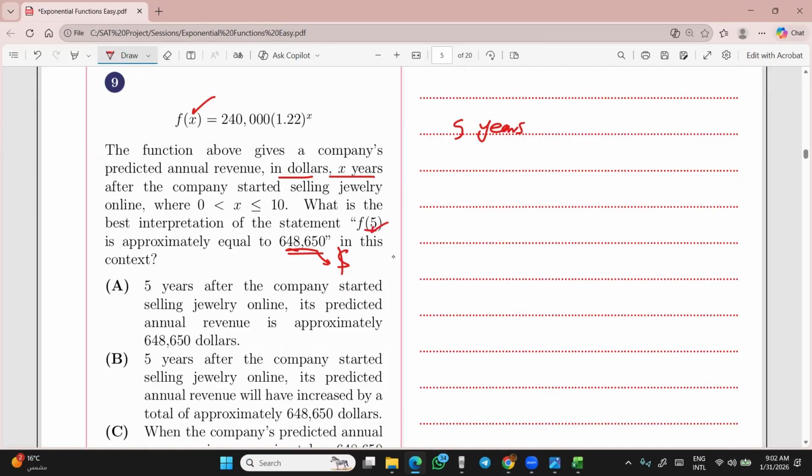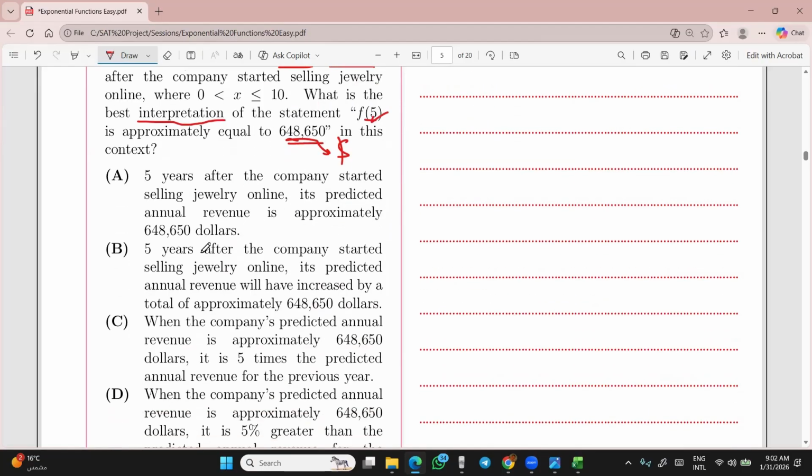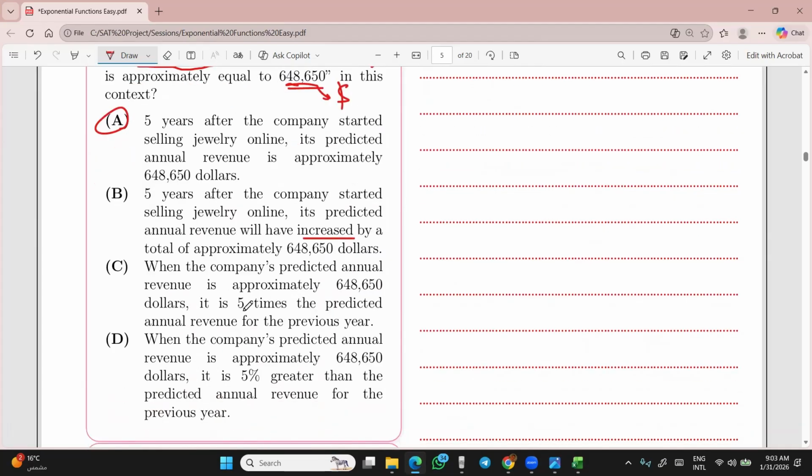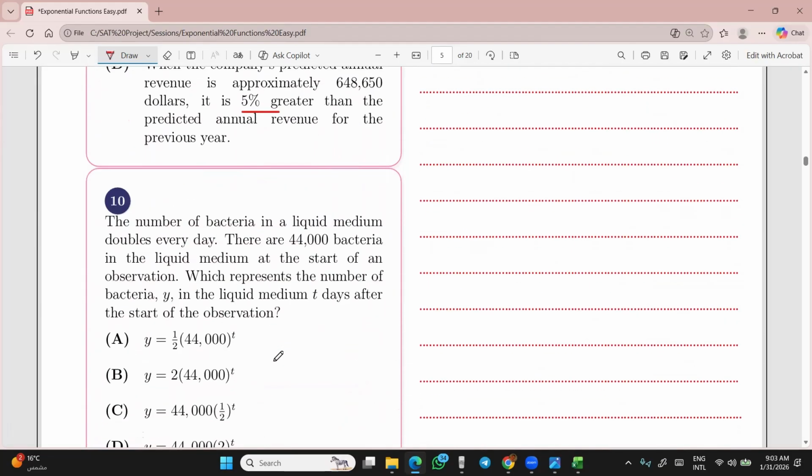Search for that in the context, because the question says what is the best interpretation or meaning of that. 5 years, yes, that's good. After the company started selling jewelry online, its predicted annual revenue is approximately, of course, this is the answer. Very similar to the previous question, and everything is exactly the same. Increased by, not the correct answer. Here, 5 times is not the same. 5%, of course, is not the correct one.